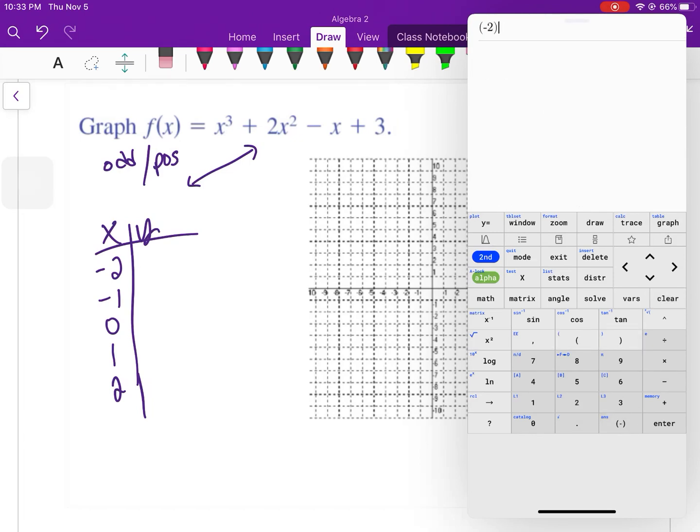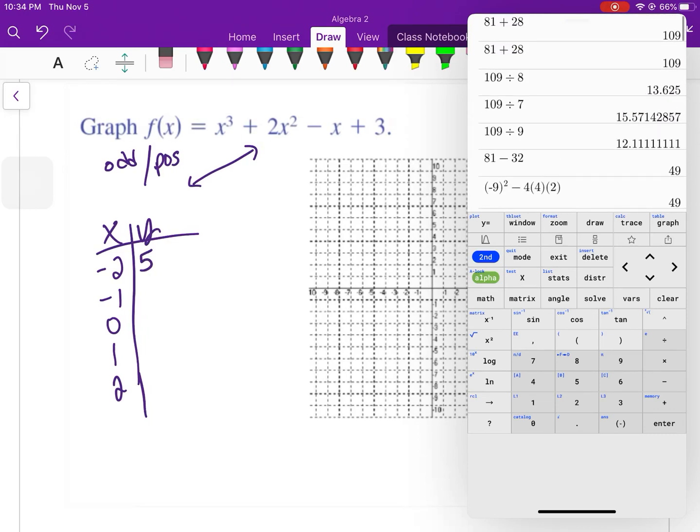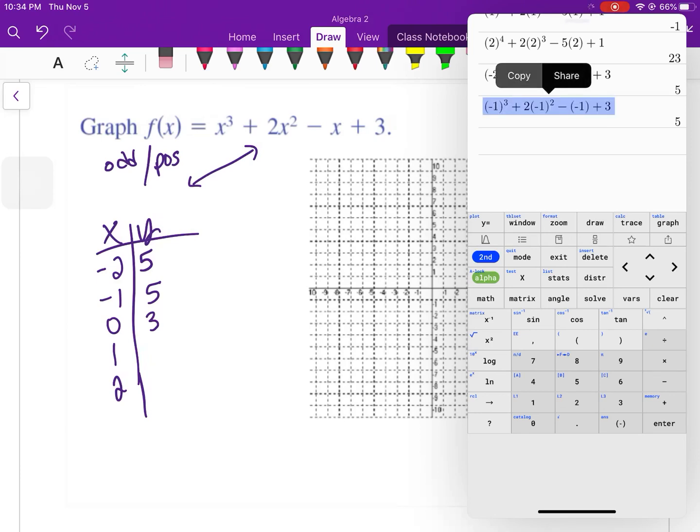So this time it is -2 to the 3rd power plus 2 times -2 to the 2nd power. I have to use the right arrow to get back out of the exponent. Minus, and then -2, and then plus 3. So I get 5. If I copy that and change these into negative ones, I get 5 again. 0 would be 3.